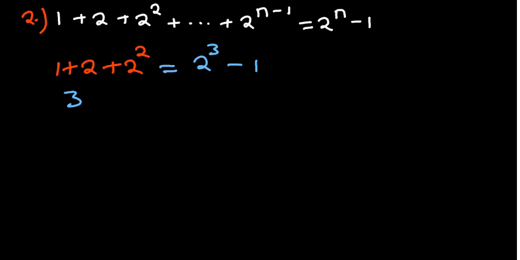So I've got 1 plus 2 is 3, plus 2 squared is 4. Then there you have what? 8 minus 1, which is also 7. So that is already true.